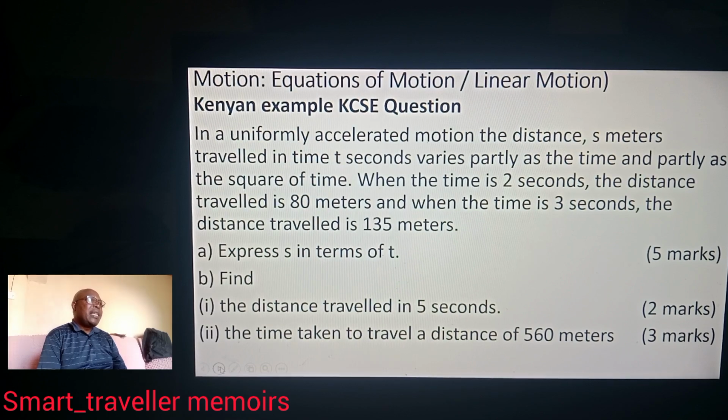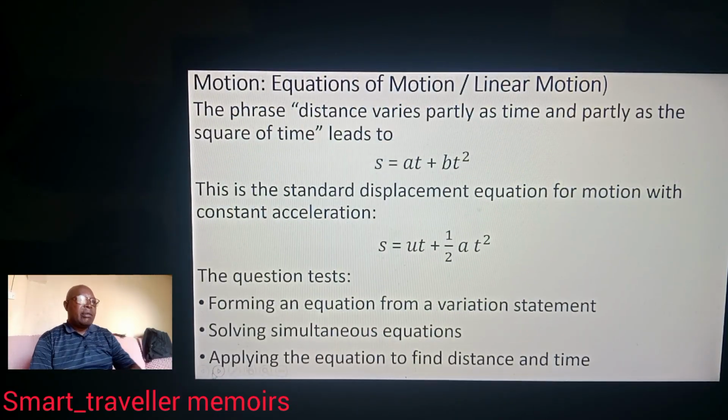A. Express s in terms of t. You get 5 marks. B. Find the distance traveled in 5 seconds, 2 marks. And Roman 2, the time taken to travel a distance of 560 meters.